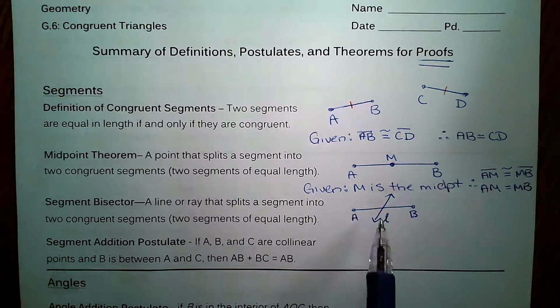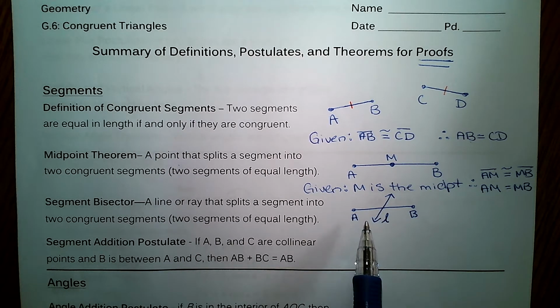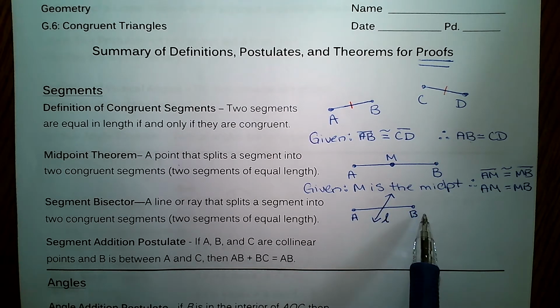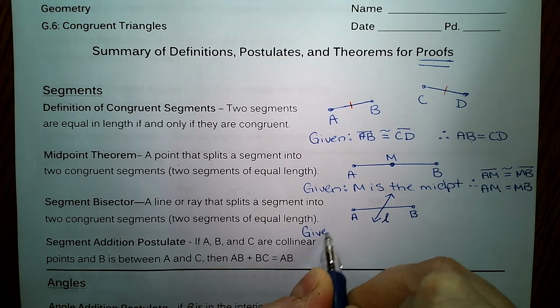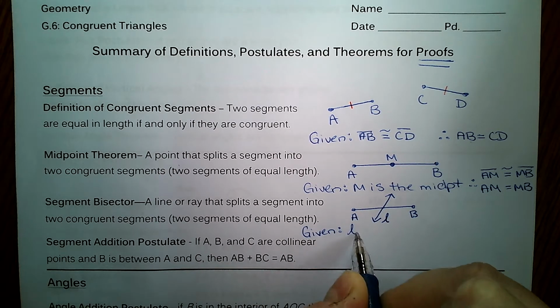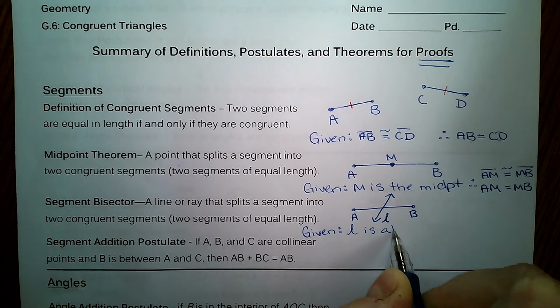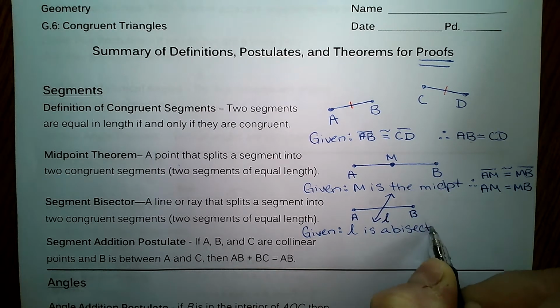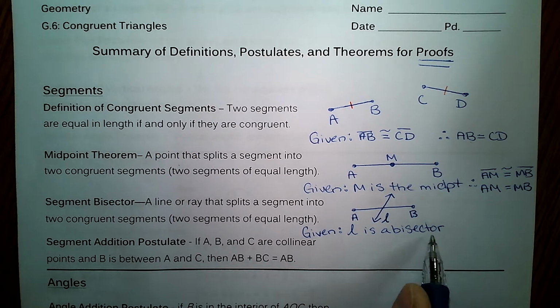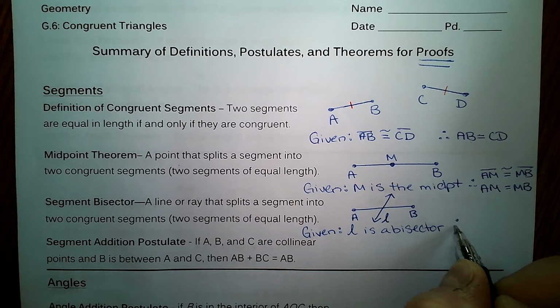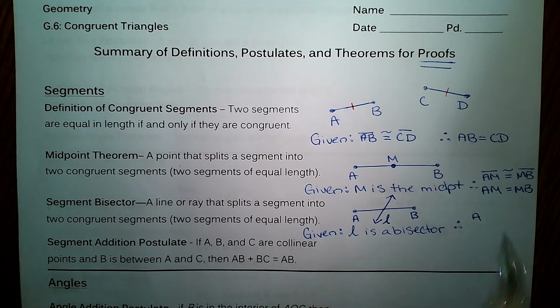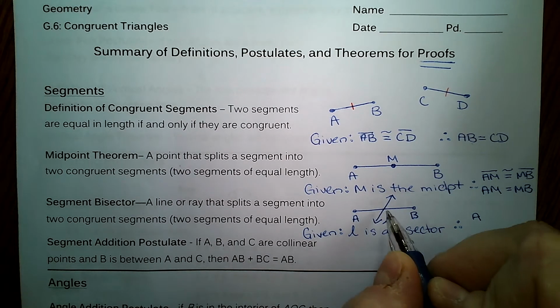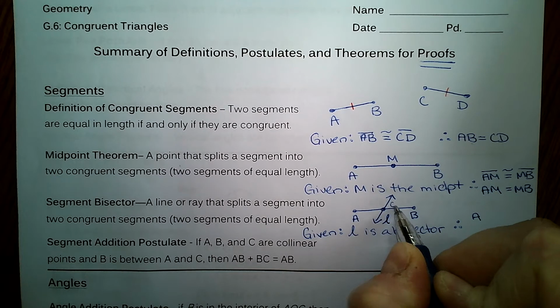If I was told line L is a segment bisector, then I would know that it cuts right in the middle. So I'd have to be given the information L is a bisector. And if I was told line L is the bisector, then I would know that the two segments are equal. I'd have to have probably a point there. I'm going to call that point C, I guess.